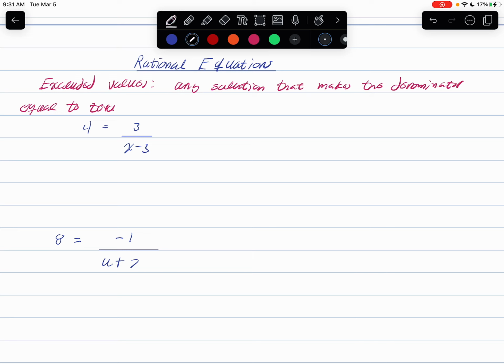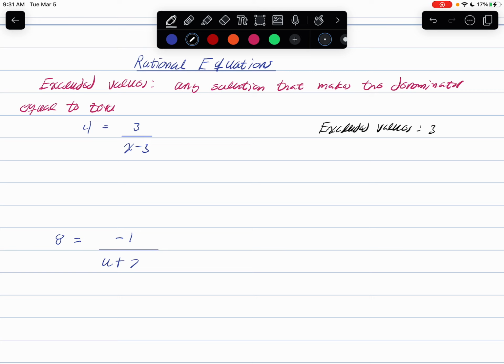So this first one here, we have 4 equals 3 over x minus 3. So we'll say excluded values. This is anything that would make the denominator of any rational expression in this equation equal to 0. So if we had x equals 3, then we'd have 3 minus 3 here in the denominator, and we would have that equal to 0. So we have one excluded value, which is 3. So now we can go ahead and solve the equation.